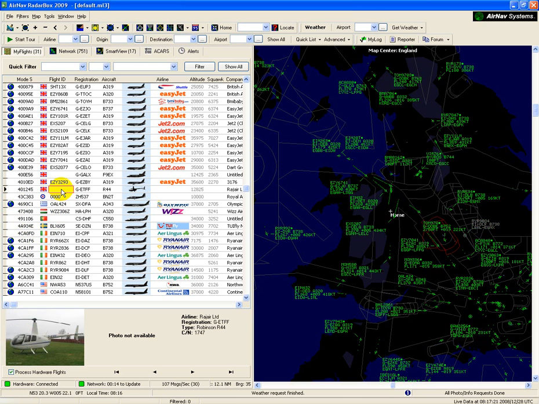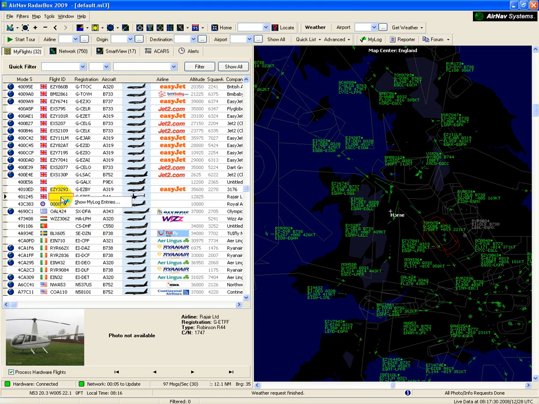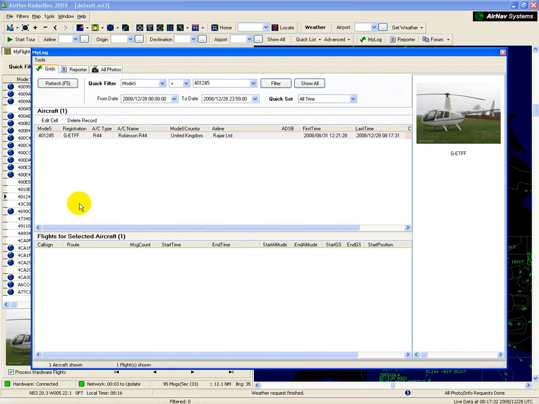You can still get information on the non-positional aircraft, right-clicking on the aircraft line, and looking at show my entries in the log. There we go, there's the R-44. So I can see who belongs to. He doesn't transmit full ADS-B information, doesn't have a call sign, and that's all the data I have on him.